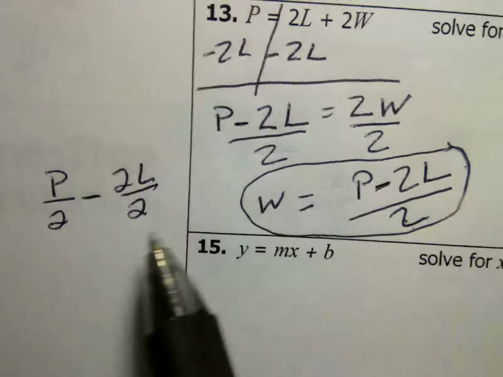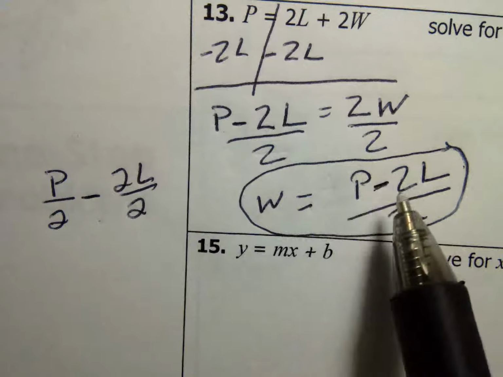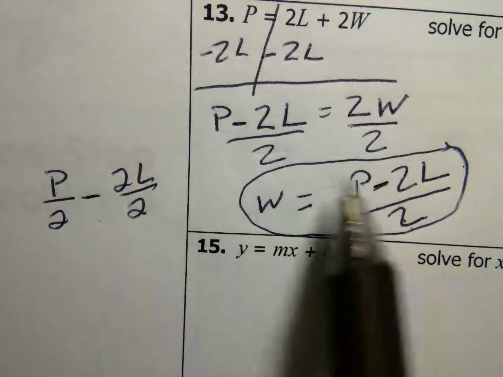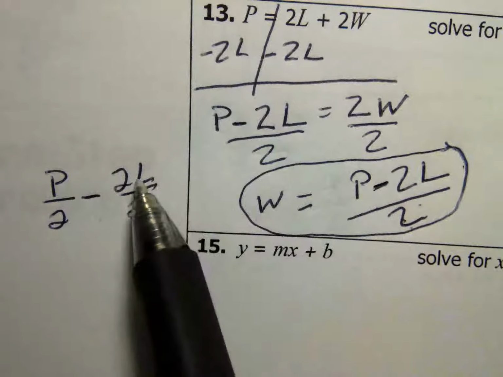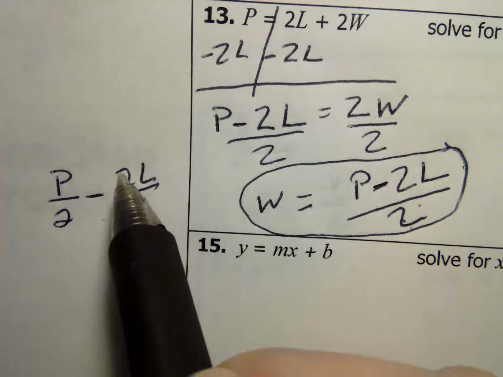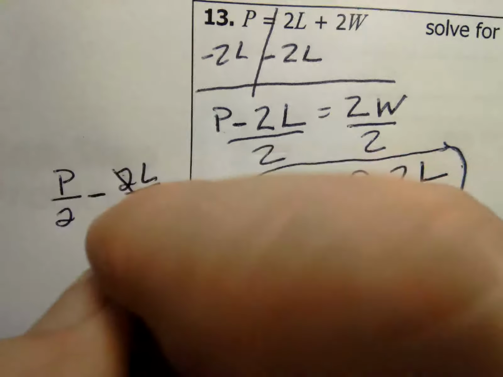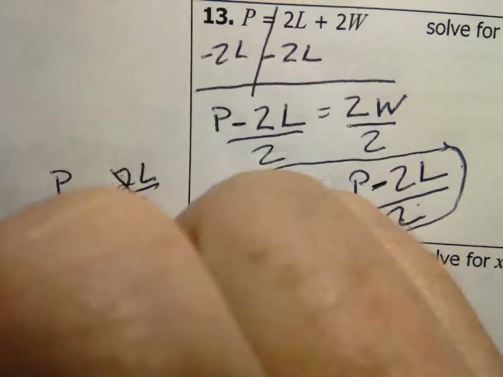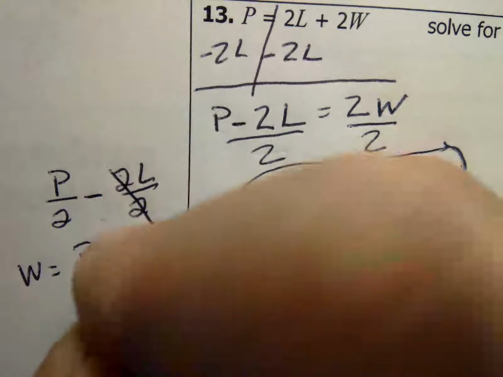Okay, so this is the same thing as this. Do you see where these two are the same? These are equivalent. Okay, now this can be simplified because I have a 2 over 2. So another correct way of writing this would look like this.